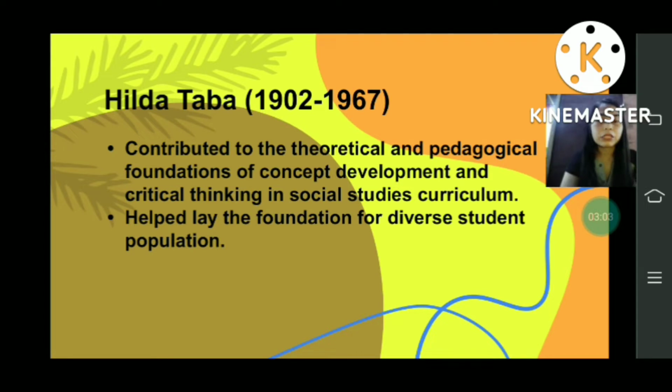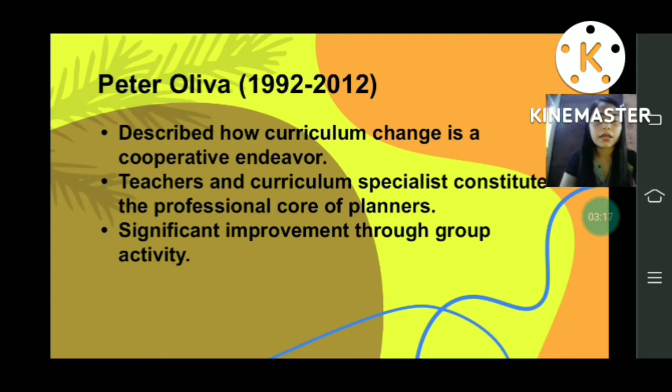To Hilda Taba, she contributed to the theoretical and pedagogical foundations of concept development and critical thinking in social studies curriculum. She helped to lay the foundation for the diverse student population.